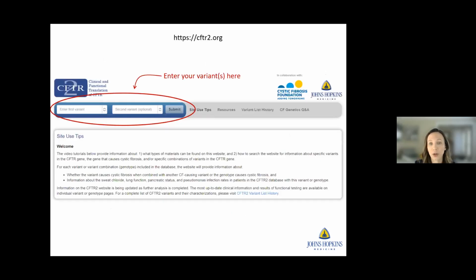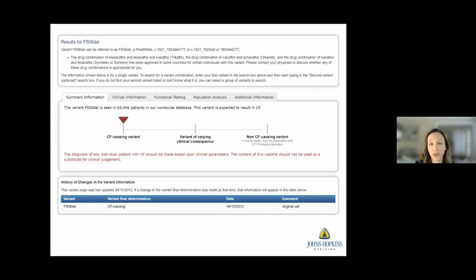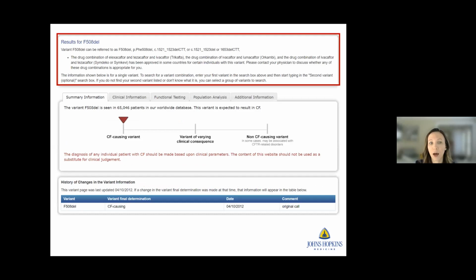If you go to the CFTR2 website, which again is available at cftr2.org, you have to click some checkboxes agreeing to our terms and conditions to get in, but then it's a relatively user-friendly website where you can search for one variant or a specific genotype. There's a little search box at the top. And then when you actually get onto a variant page, you get a variety of types of data at the top. You'll see different nomenclature for variants.